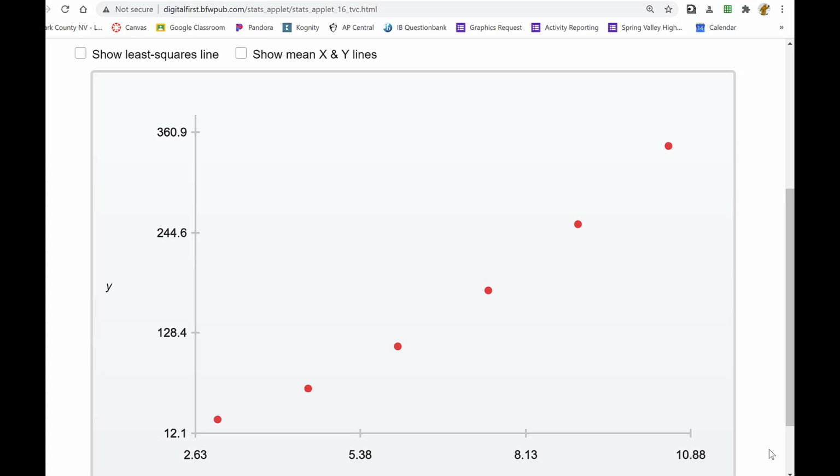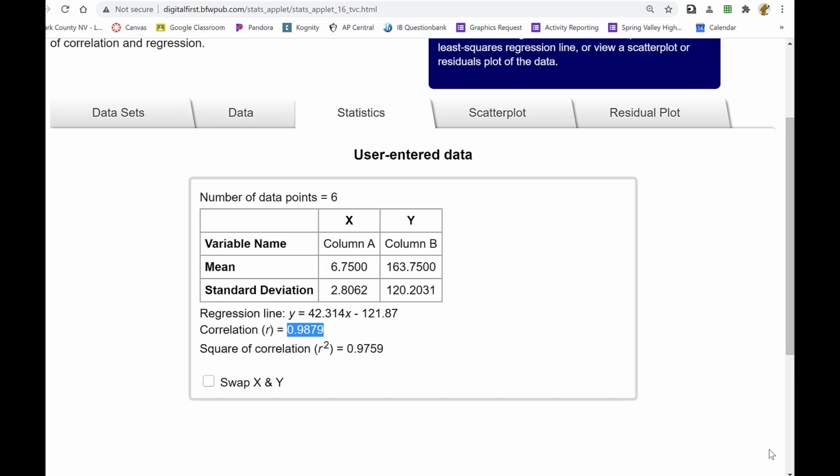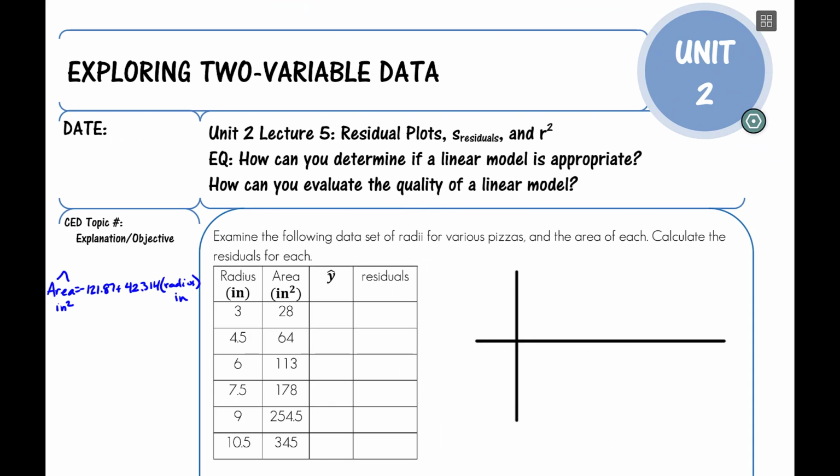Okay, now go back to statistics and take a look. We can see that the correlation coefficient is indeed positive and very strong, and we've got our regression equation: y hat equals 42.314x minus 121.87. I'm going to rearrange that so it's in the a plus bx format that we would normally see. And here we see it: the predicted area is equal to negative 121.87 plus 42.314 times the radius, and this is all in inches.